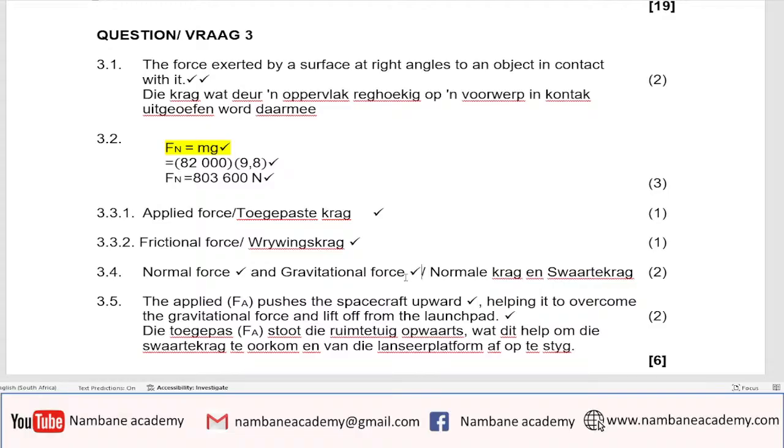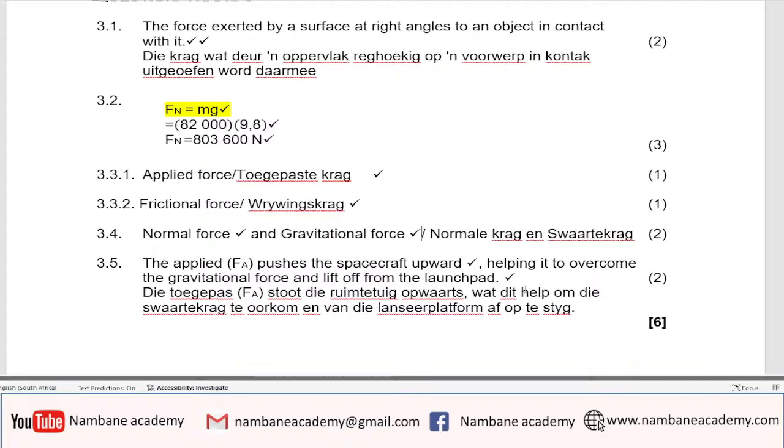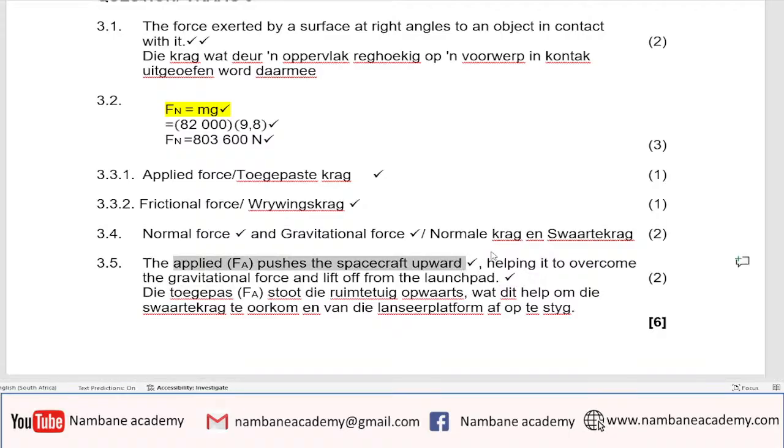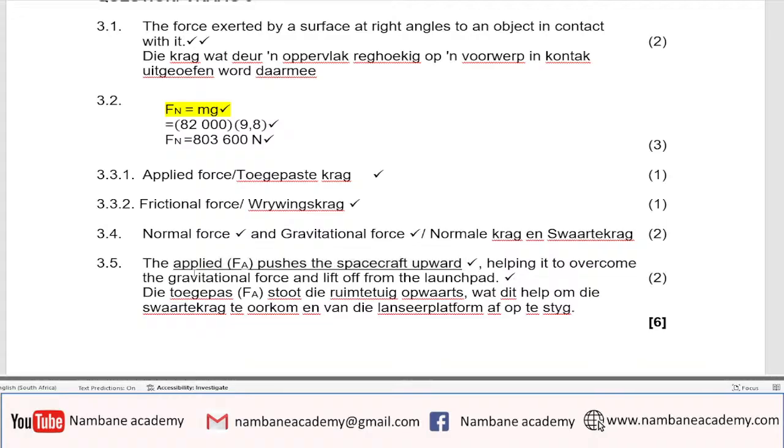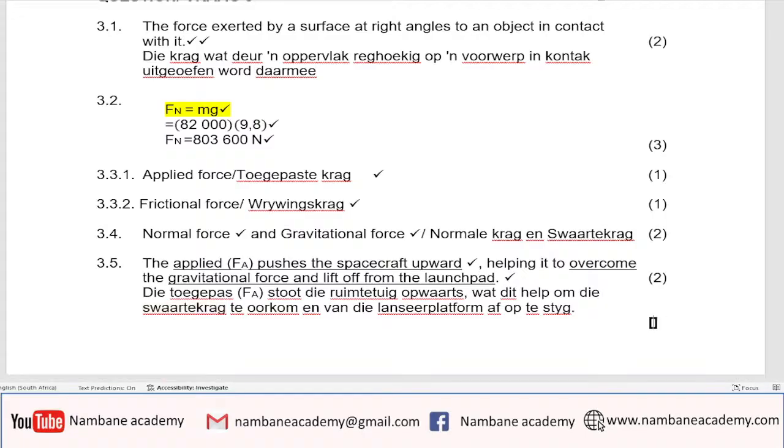3.3.4, what is the role of the thrust force FA during launch? The expected answer is something similar to: the applied force pushes the spacecraft upwards. That will be 1 mark, helping it to overcome the gravitational force and lift off from the launch pad. That will be the 2nd mark. And that will give us a grand total of 11. Please adjust them to read 11.